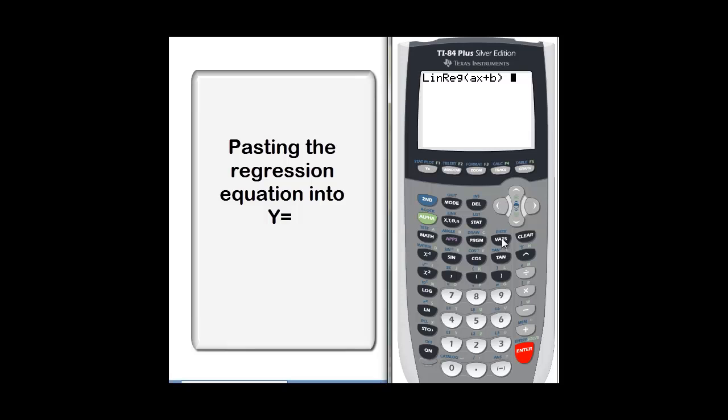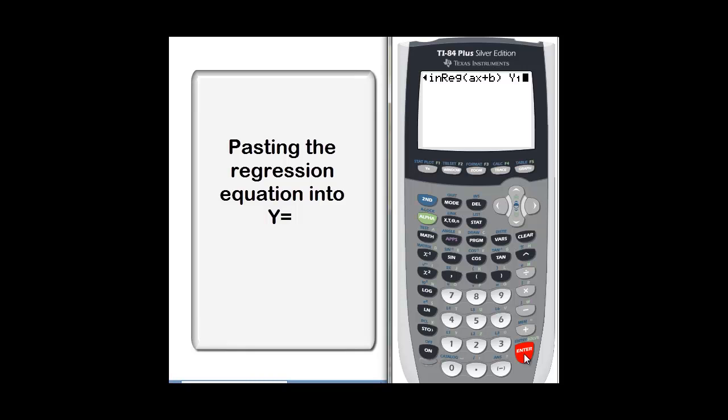Go over to Vars and right arrow to Y-Vars. We want to go to Function, which is already highlighted, so we'll press Enter. And then you can paste it into Y1, Y2, Y3. I know Y1 is open, so I'll just press Enter again.